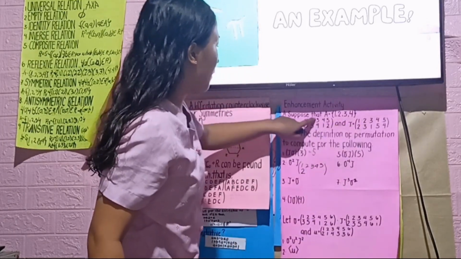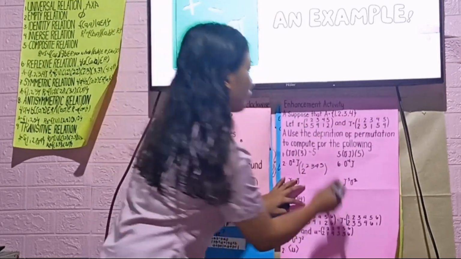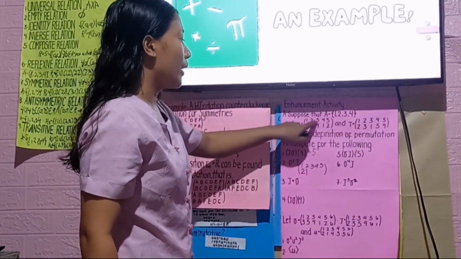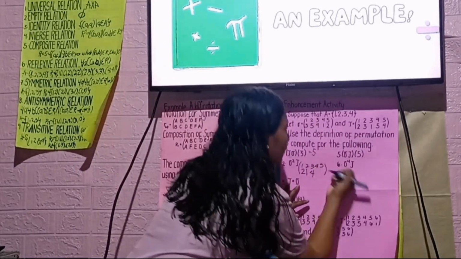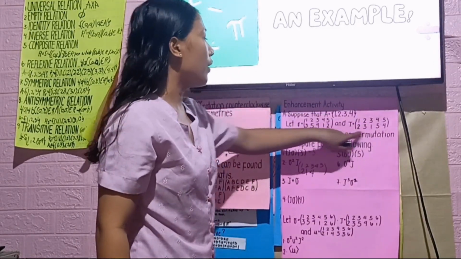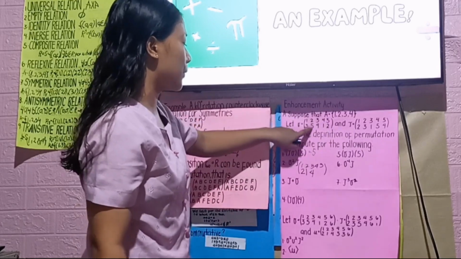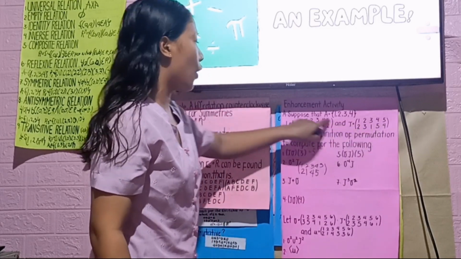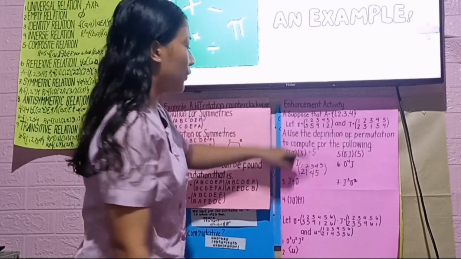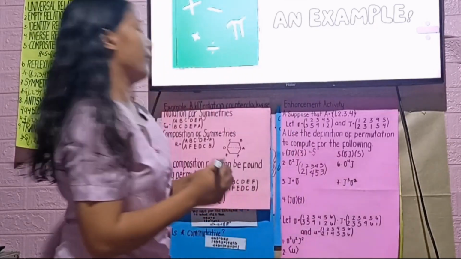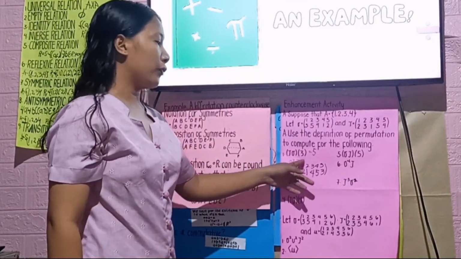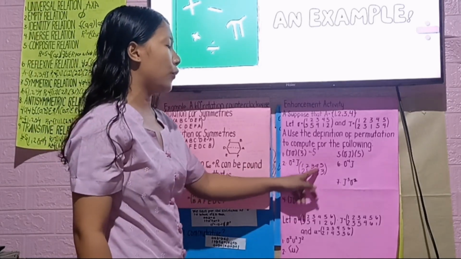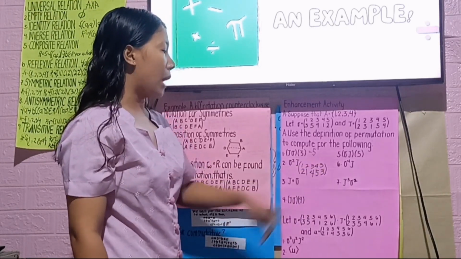2 maps to 3, 3 maps to 4, 4 maps to 1. 3 maps to 1, 1 maps to 3, 3 maps to 4. 4 maps to 5, 5 maps to 2, 2 maps to 5. 5 maps to 4, 4 maps to 1, 1 maps to 3. So, sigma squared of tau contains 1 maps to 2, 2 maps to 1, 3 maps to 4, 4 maps to 5, 5 maps to 3.